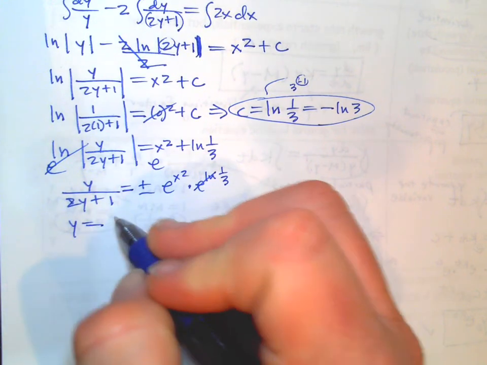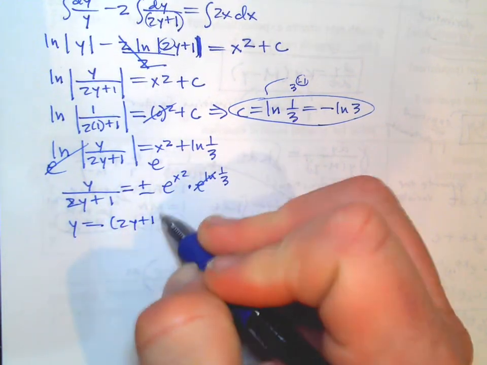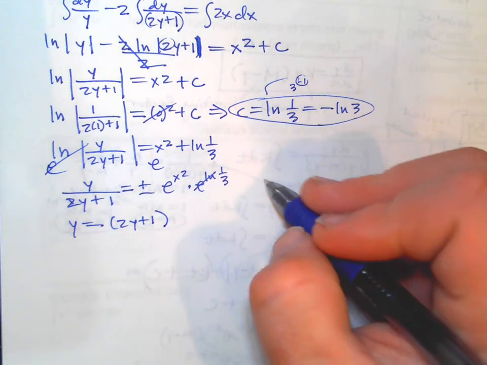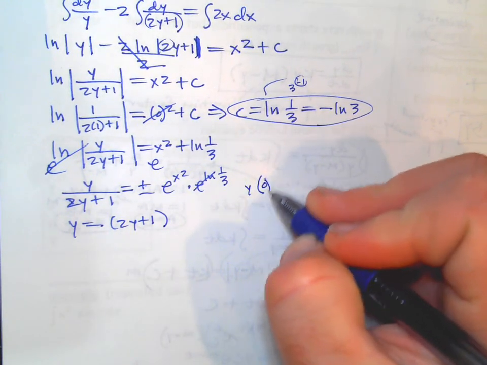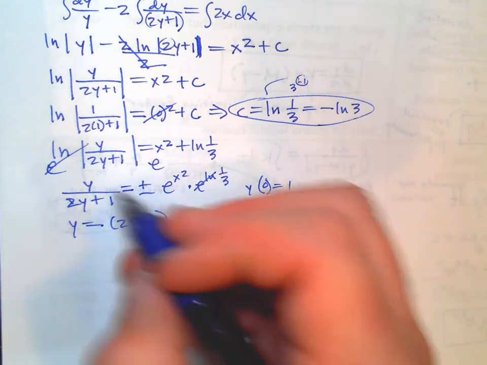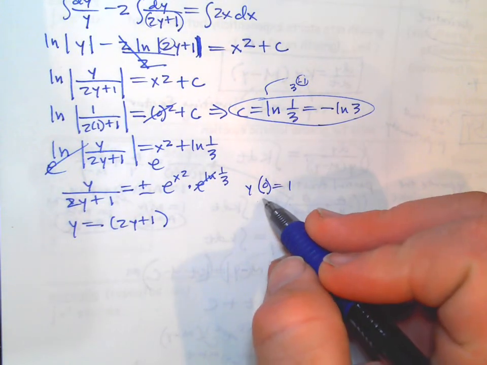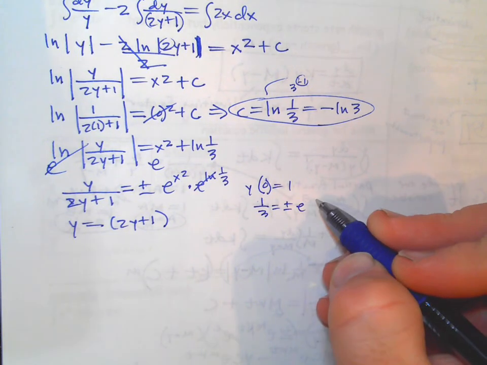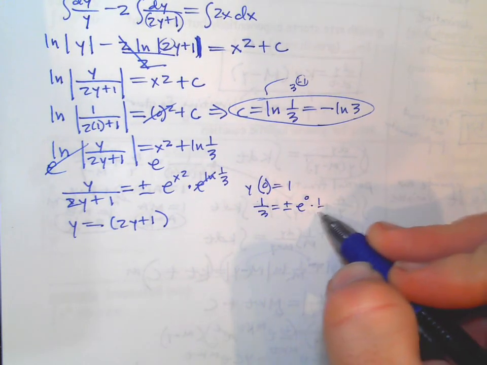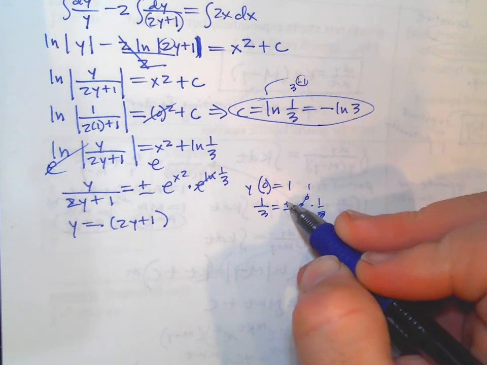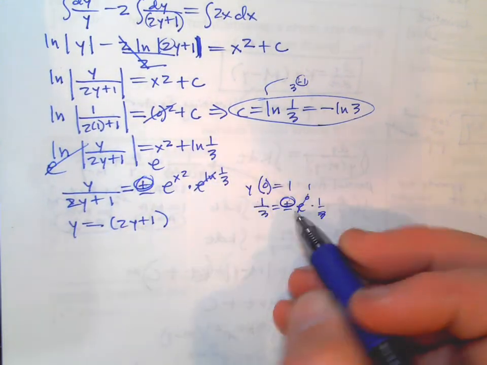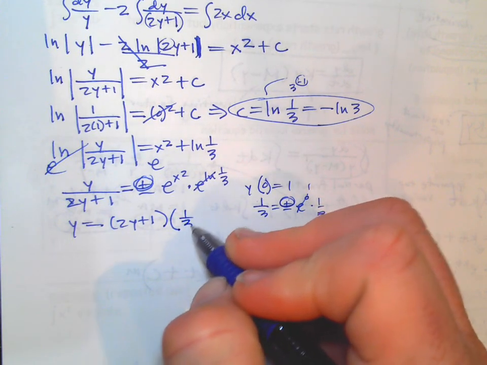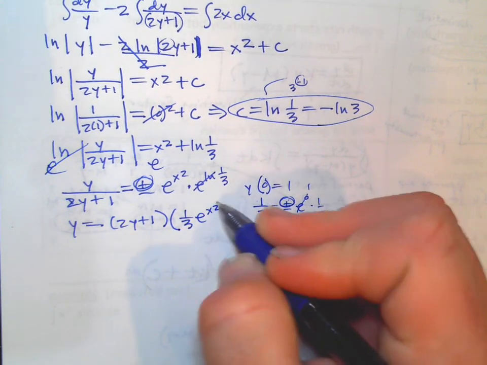So then we want to multiply the 2y plus 1 to the other side. Now, we need to decide if it's plus or minus. Remember when you plug in 0, you should get a positive 1 out. So if I plug 1 over here, that's going to be 1/3 equals plus or minus e to the 0 times 1/3. We want the positive. So that's going to be 1/3 e to the x squared.